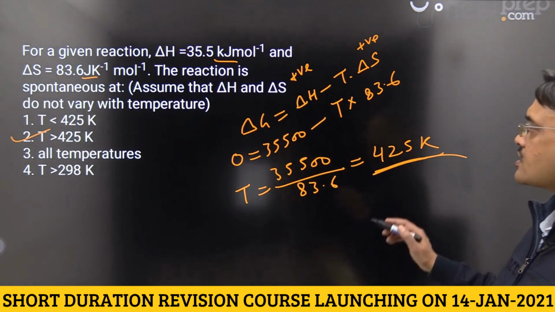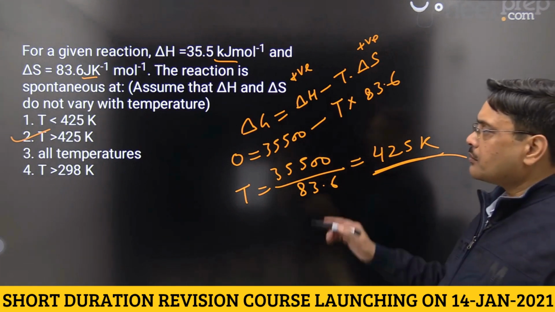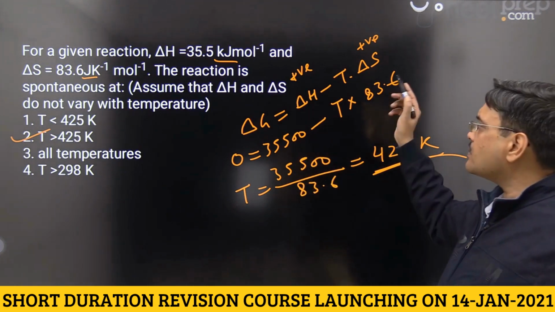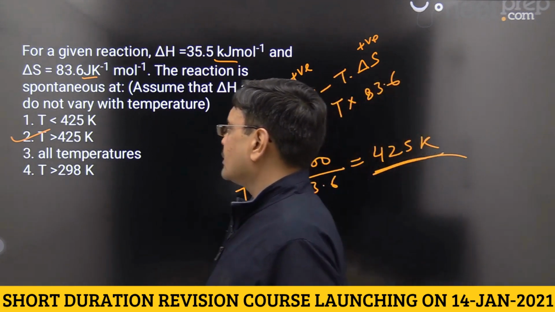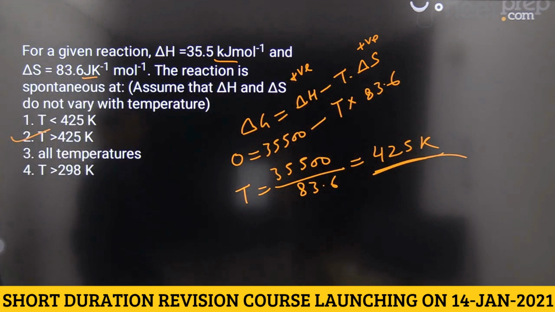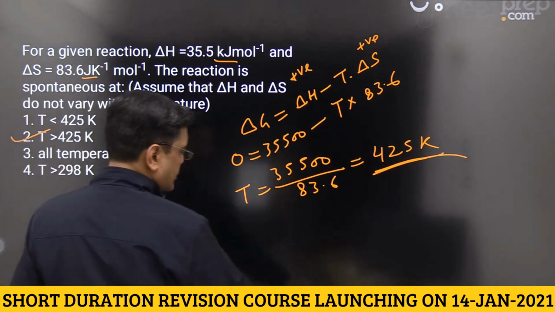Then the reaction is spontaneous. At 425 Kelvin the reaction is at equilibrium. If you decrease the temperature, then the sign becomes positive and the reaction is non-spontaneous. Right? This is the important one. Now we move to the next question.